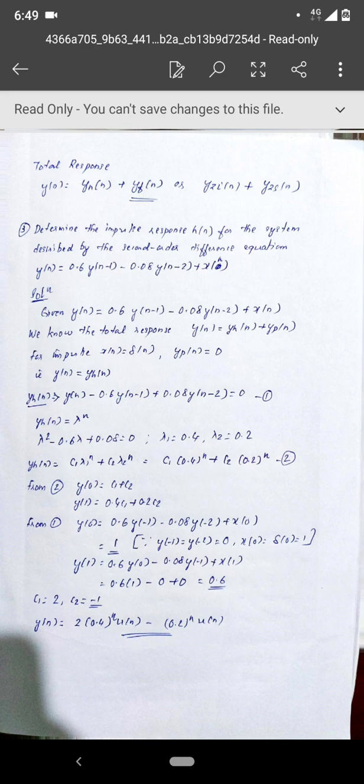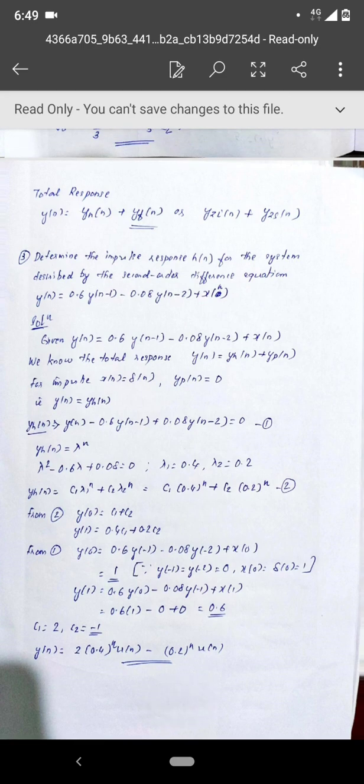Certain typical problems were also given. You follow that and try to do it on your own. And impulse response is also very important. There we are considering three things: 0 initial conditions, particular solution equal to 0, and the input x of n is nothing but delta of n.